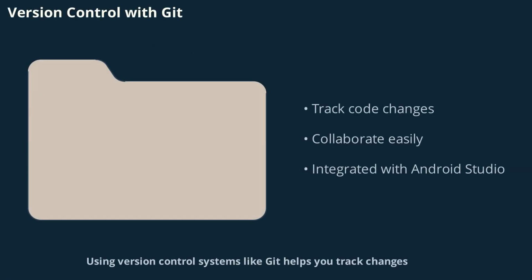Using version control systems like Git helps you track changes, collaborate with others, and manage your codebase effectively. Android Studio integrates well with Git, making it easy to commit, push, and pull code changes. Start using version control early in your development journey.